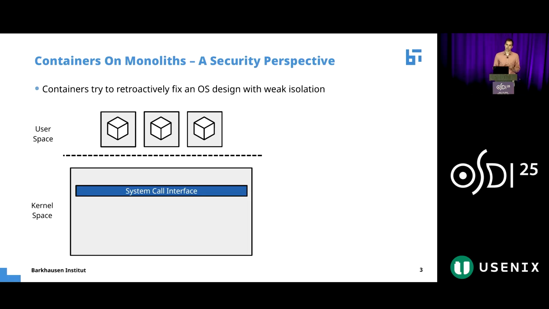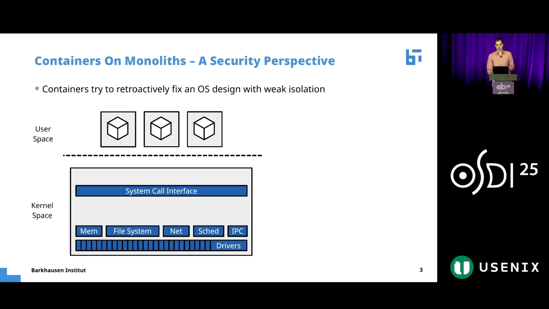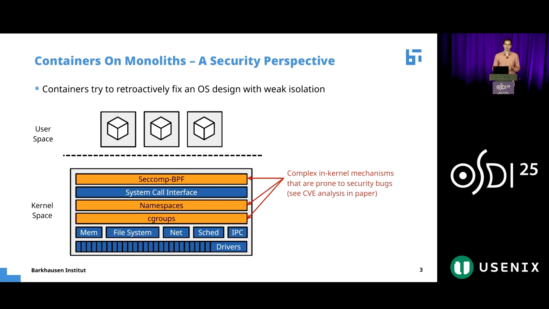This is an architectural sketch of a container architecture on a monolith. Obviously, containers interact with the kernel through the system call interface, and the kernel, like Linux, implements a variety of functionality, for instance, memory management, file system, network stack, and so on. And also, there are plenty of drivers running inside the kernel. And with containers, what's happening now is that we have to add another layer of security mechanisms to the kernel.